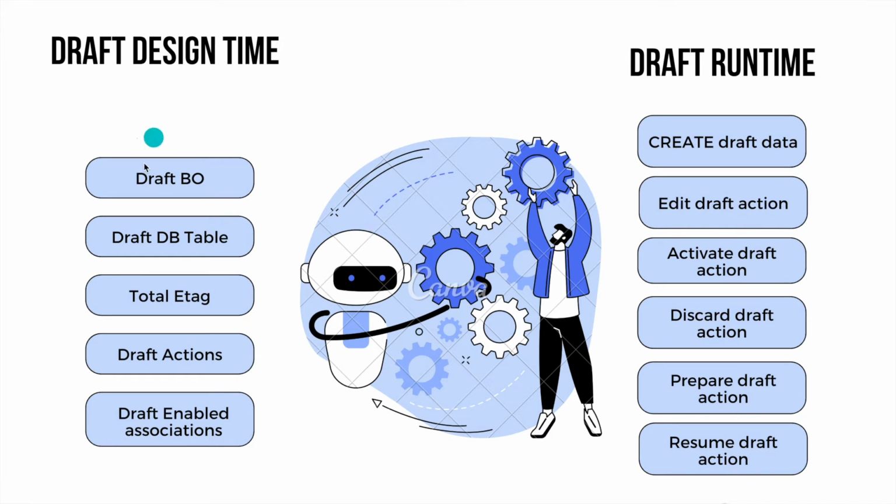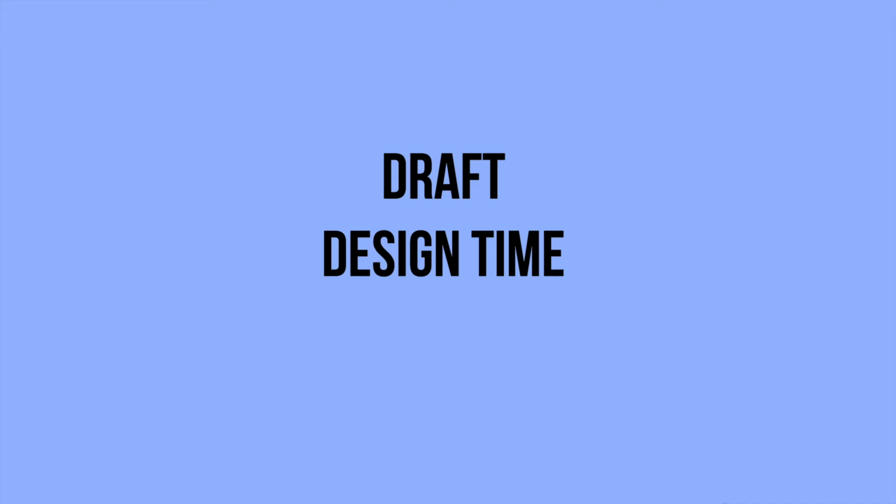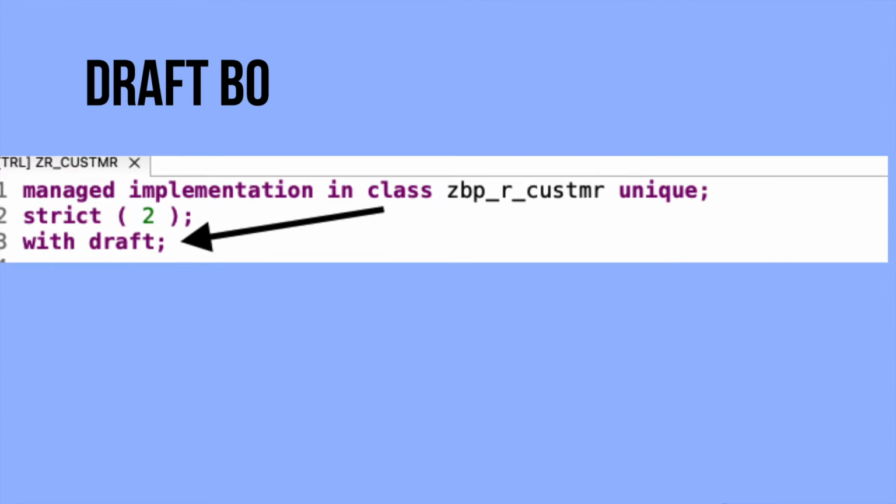So these are our draft design time, which we have to define in our behavior definitions, and we have a runtime, which will be taken care of by the framework. Even if it is managed or unmanaged, we don't need to worry about these things. But it is better to know what kind of actions there are, why we need them, and whether we can call this from the EML. So let's start with design time.